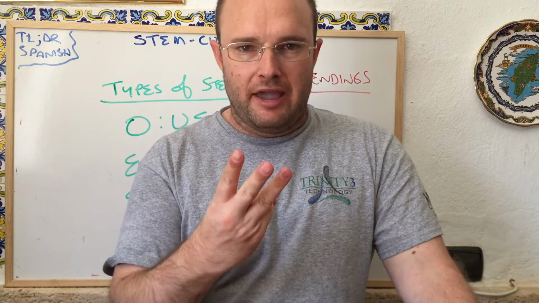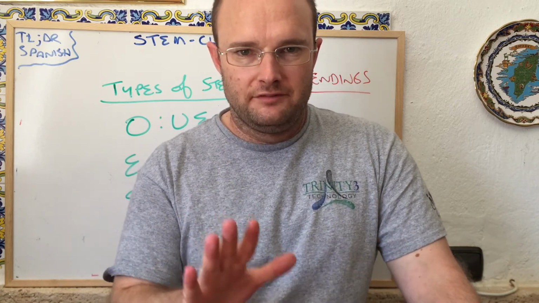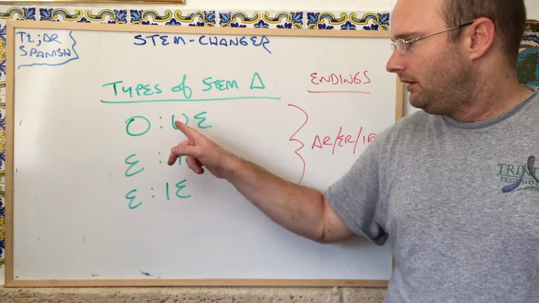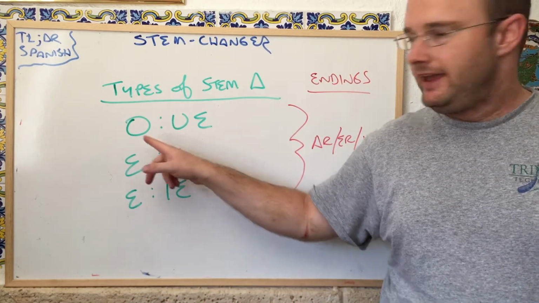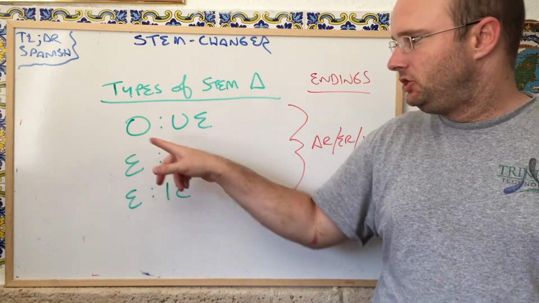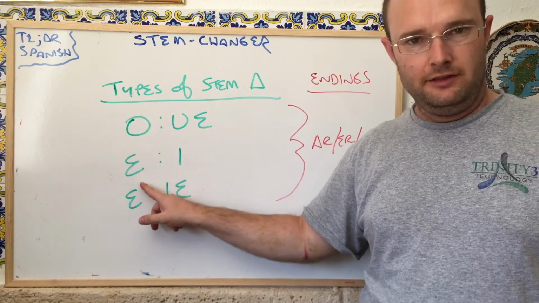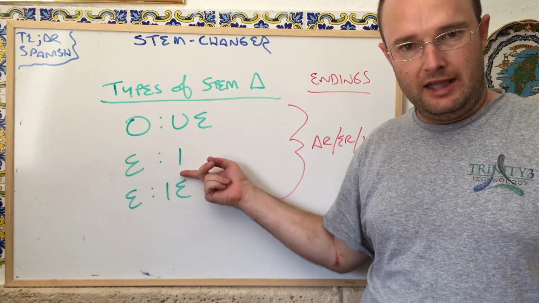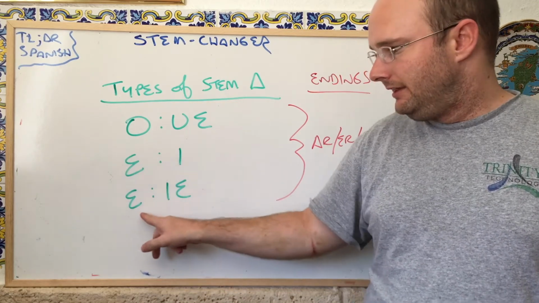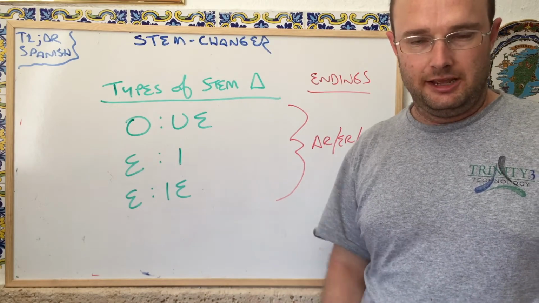There are 3 different patterns that we'll see in stem changing verbs. In the stem, we'll have to see these vowels. And what those 2 dots mean is that this vowel of O in the nosotros form is going to change into a UE in all the other forms. This E in the nosotros form will change to an I in all the other forms. And this E will change into an IE in all the other forms. Let's take a closer look.